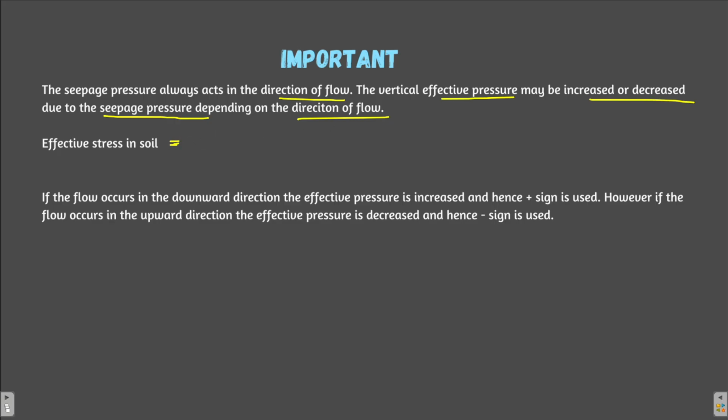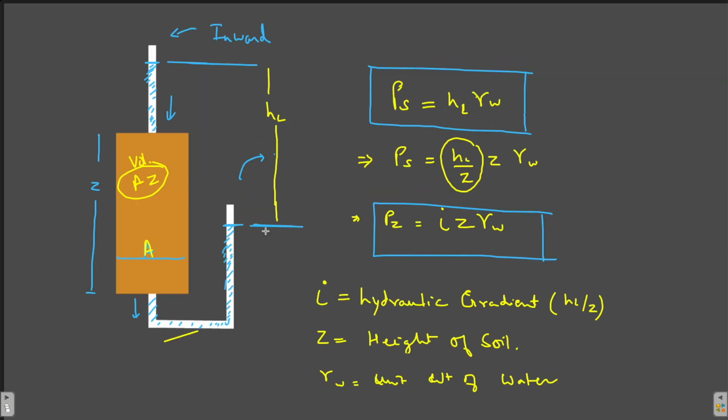So effective stress in the soil is what? We know that the effective stress in the soil is the gamma submerged of the soil into the height of the soil, right? Now, along with that, if the water is percolating, then the seepage force also applies. So it will be plus minus the seepage stress, and the seepage stress is i z gamma_w. So why have I written plus and minus? Because let's see in this example.